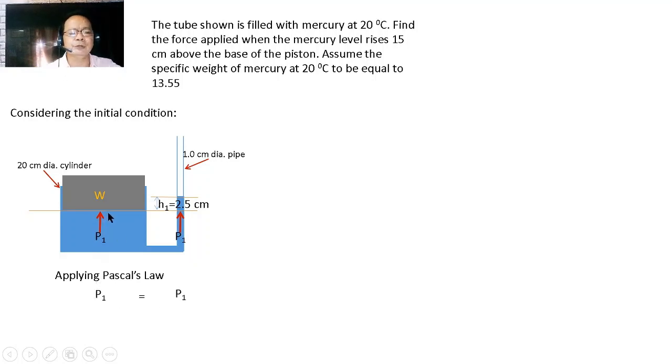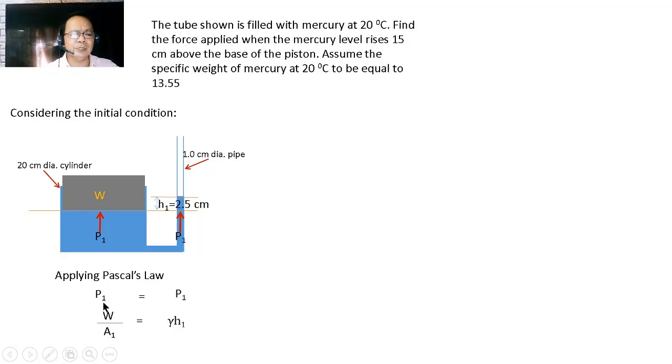Pero ano ba itong pressure dito sa ilalim ng piston? We expect that the pressure developed at the bottom of the piston is the ratio of the weight of the piston to the cross-sectional area of the cylinder. So this is equal to the ratio of the weight over the cross-sectional area. Let us imagine here that A sub 1 is the cross-sectional area of the piston. And this will be equal to the pressure at this point, which can be computed by the product of the unit weight of the mercury multiplied by that difference in elevation between this point and the liquid surface.